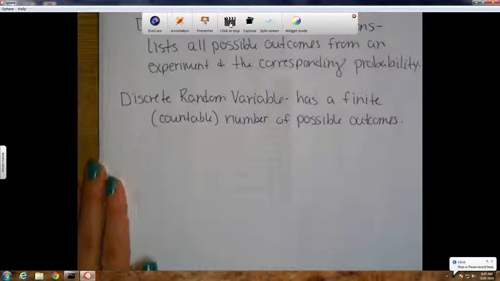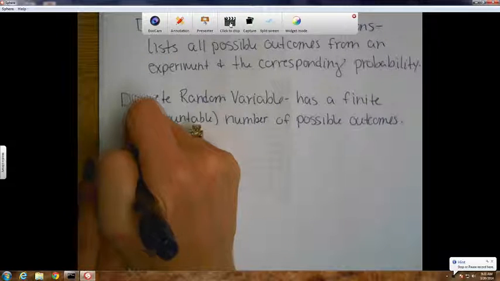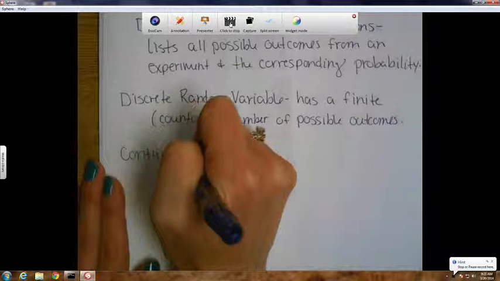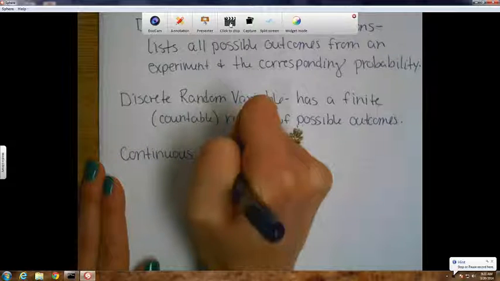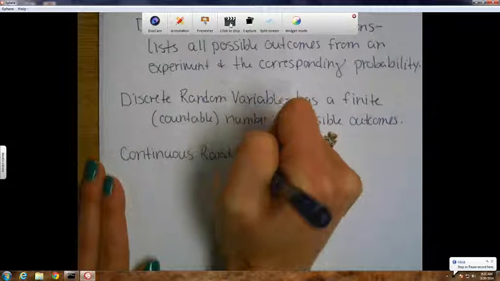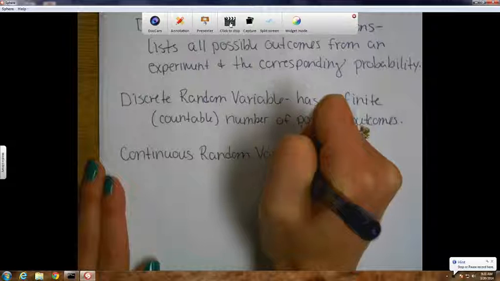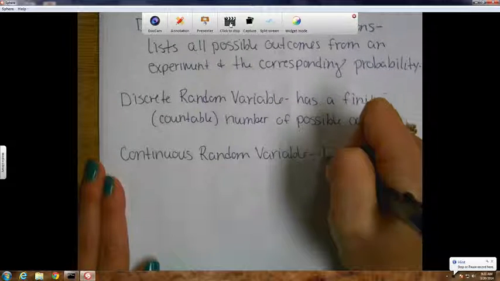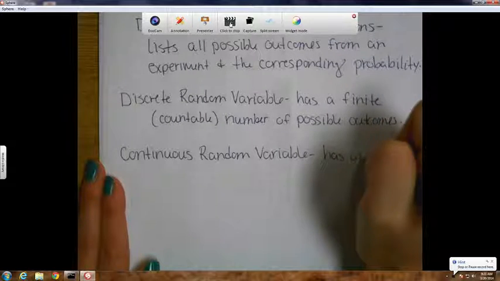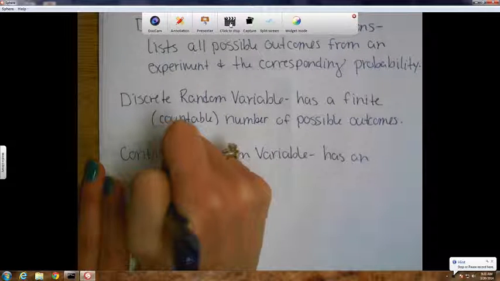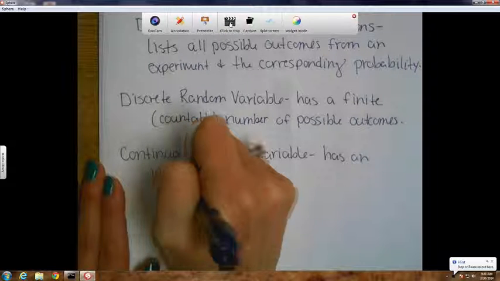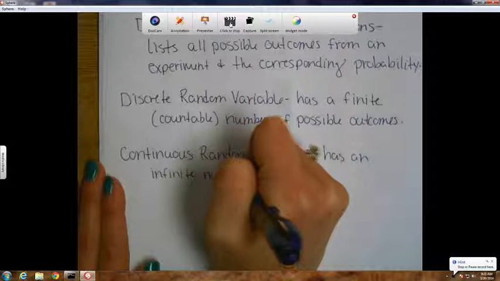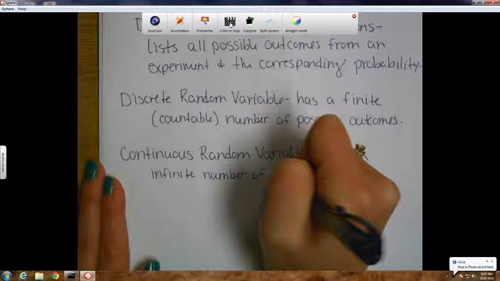Okay, as opposed to a continuous random variable, which has an infinite number of possible outcomes.